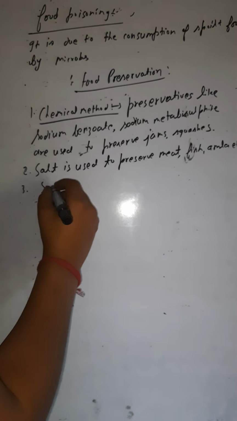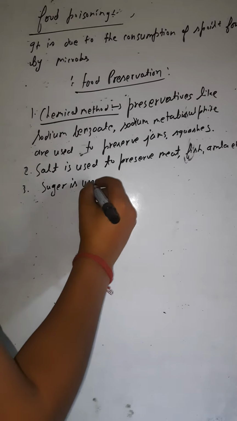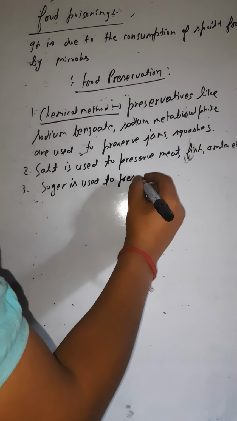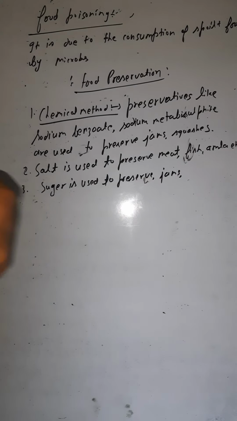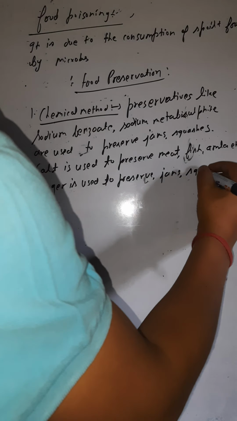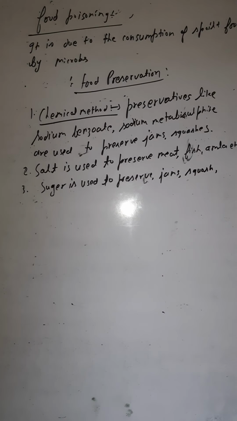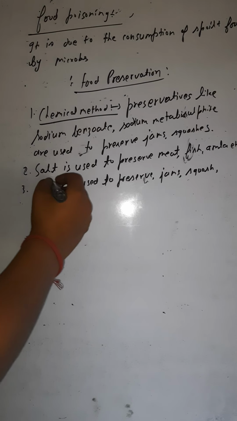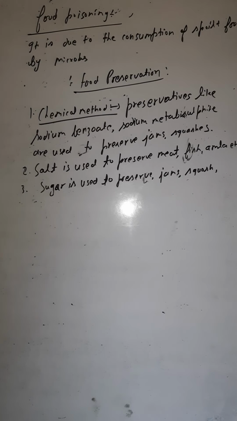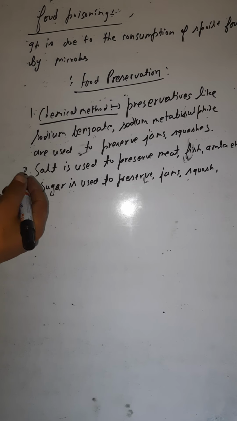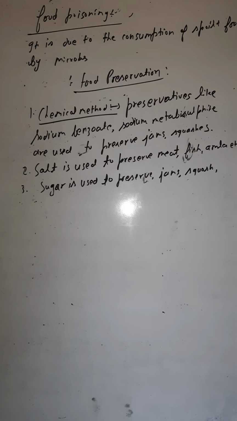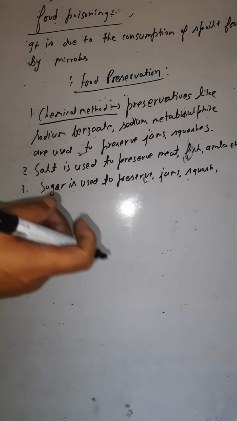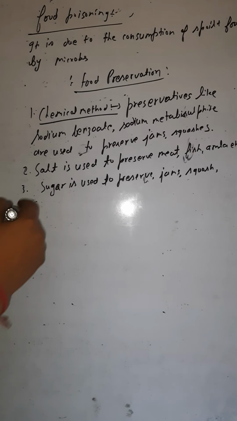So sugar is used to preserve jams and squash. We are using sugar to preserve these things. Why do we use sugar? Because sugar reduces the moisture which is there in jam and squashes, and due to this it inhibits the growth of bacteria.